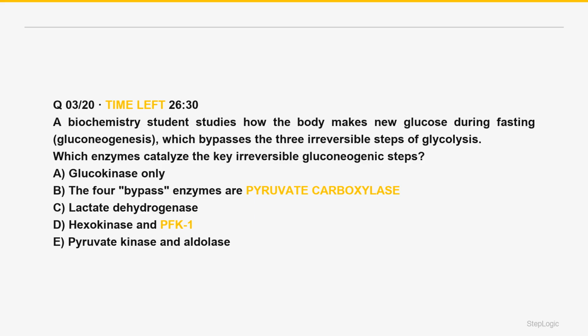Which enzymes catalyze the key irreversible gluconeogenic steps? A biochemistry student studies how the body makes new glucose during fasting, gluconeogenesis, which bypasses the 3 irreversible steps of glycolysis. Read the command: enzymes of irreversible gluconeogenic steps. Pyruvate carboxylase, PEP carboxykinase, fructose 1,6-bisphosphatase, and the rate-limiting glucose 6-phosphatase.